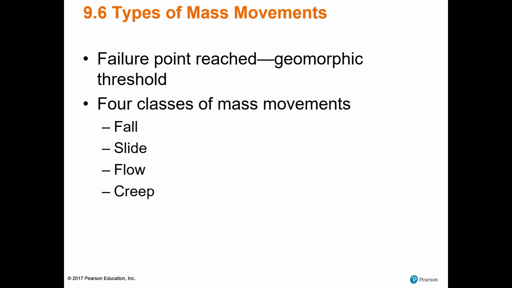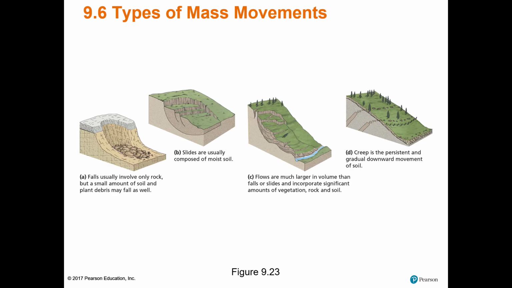So when a failure point is reached, this is called a geomorphic threshold, and there are 4 classes of mass movements: fall, slide, flow, and creep. A fall involves only rock, but a small amount of soil and plant debris can come with it.